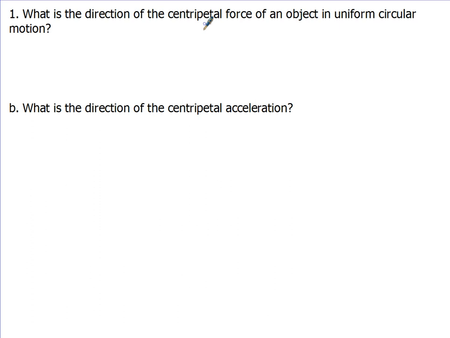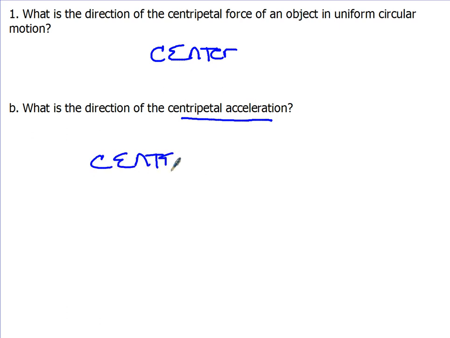What is the direction of the centripetal force on an object in uniform circular motion? And the answer is it's to the center, always. What's the direction of centripetal acceleration? Well, it's also to the center. If you have to explain why, Fc is equal to m a_c. The force has to be in the same direction as the acceleration, or the acceleration has to be in the same direction as the net force.